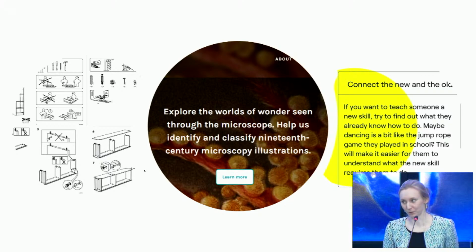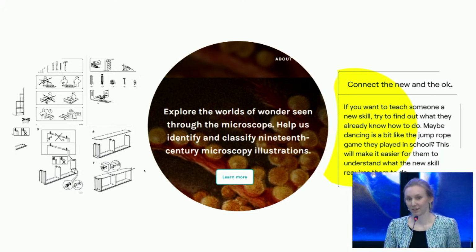2, connect the new and old. If you want to teach someone a new skill, find out what they already know how to do. Maybe the new dance you want to teach them is a bit like the jump rope game they played in school. If you know what they know how to do, then you can better explain what the new skill requires them to do.